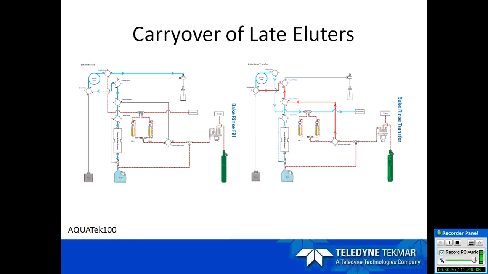Then right here is a diagram of the carryover, how we get the bake rinse fill, showing the hot water going through the loop, and then that rinses the needle. This is how we rinse the needle right here. Then, once it's being transferred over to the purging trap, you can see the flow is reversed. It comes through the drain valve, then the hot water is pushed out through the sample valve to the purging trap concentrator.